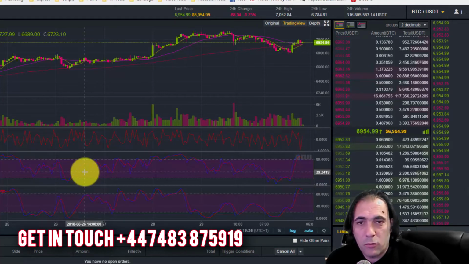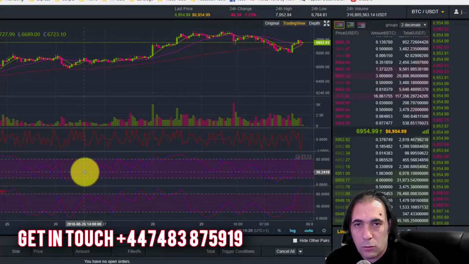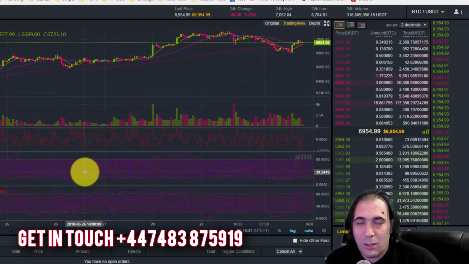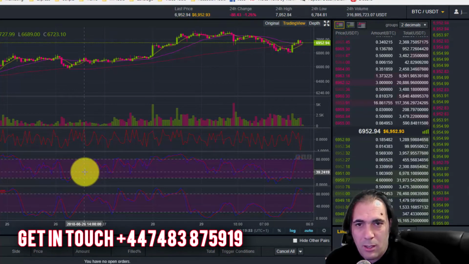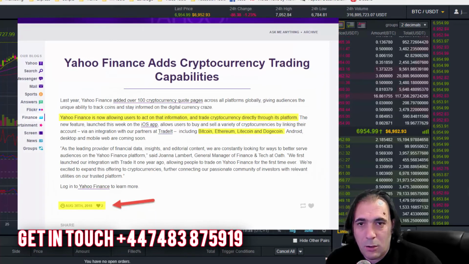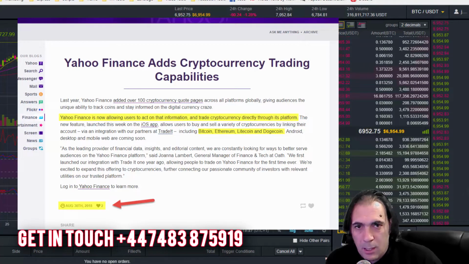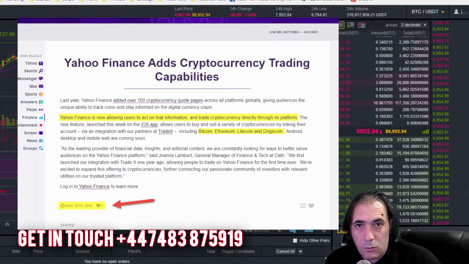Yahoo Finance has just enabled people who used to be able to trade there, but not buy and sell, to now buy and sell Bitcoin, Bitcoin Cash, Ethereum, and Litecoin. They just announced that today, guys. So obviously this is a signal of a bull run, and probably why this news is coming out. So we're going to see this thing take off.